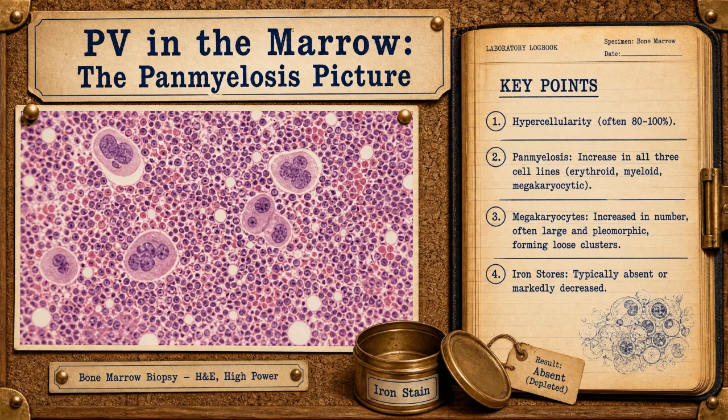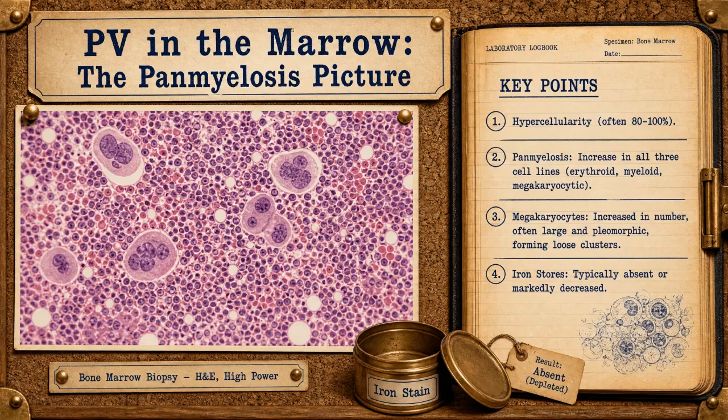You'll typically find megakaryocytes increased in number, often enlarged, and they may exhibit lobulated nuclei. One of the most telling features is that iron stores are decreased to absent due to increased red cell production. Finally, reticulin fibrosis may develop over time in PV, especially in later stages. Understanding these bone marrow features is crucial for confirming a diagnosis of PV and for monitoring its progression.